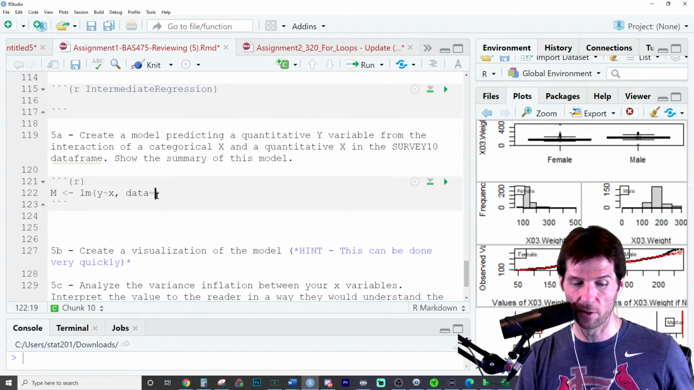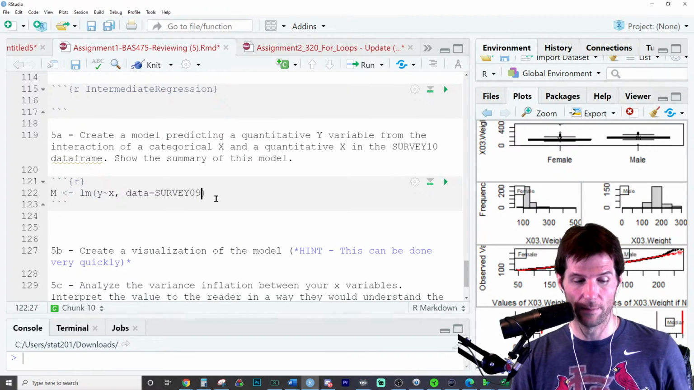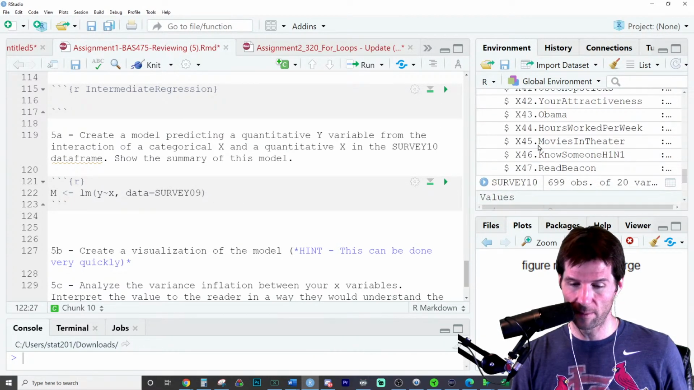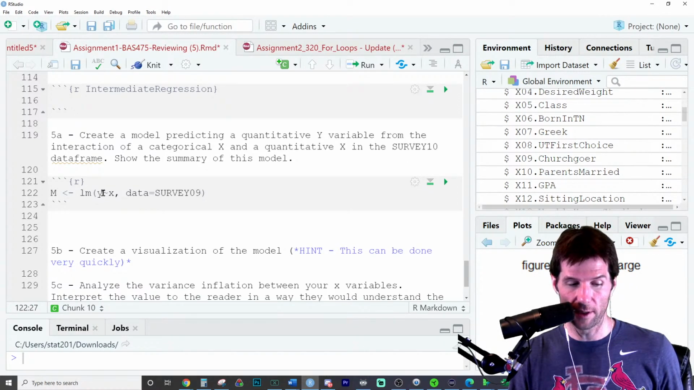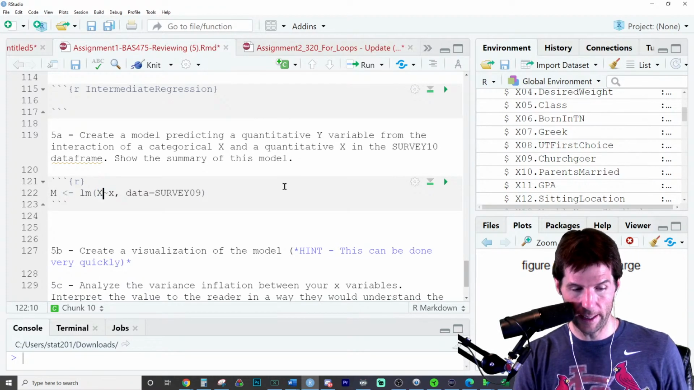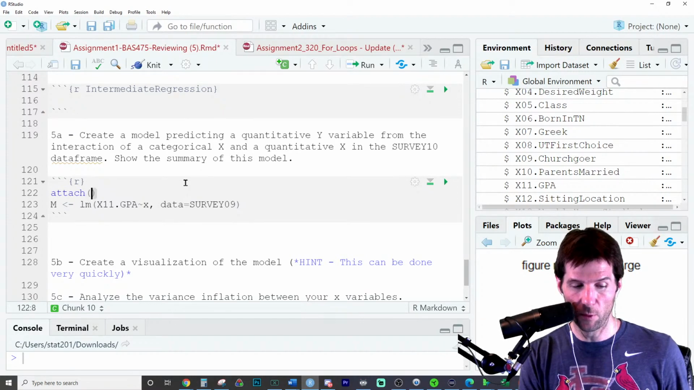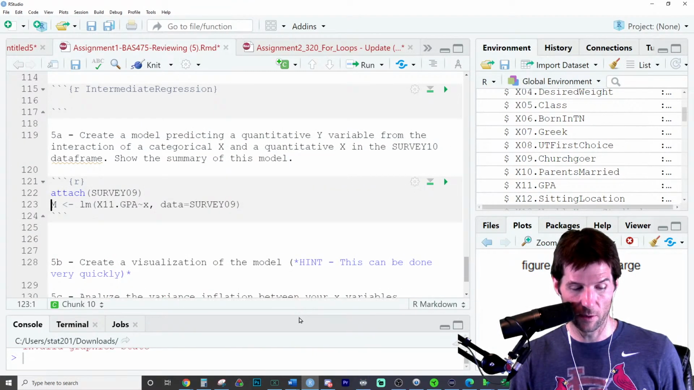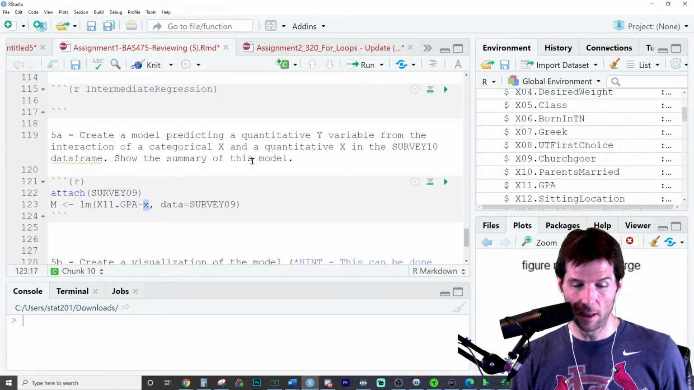I'm not going to use survey 10. I'm going to use survey 9. So the data we use right here is going to be from survey 9. I'm going to go ahead and predict another variable. So create a model predicting a quantitative y variable. Okay, quantitative. So x11, mine auto-completes because I have the attach function on. If you want to autocomplete, you need to do attach. That attaches the vectors to the global environment. See, they're all masked because I've done it multiple times. So I can autocomplete. That's nice. Quantitative y from an interaction of a categorical x.